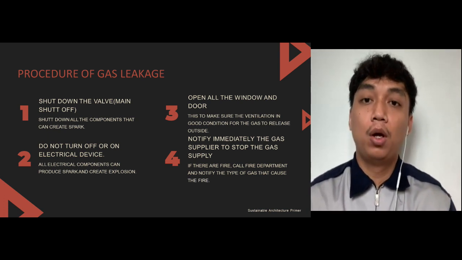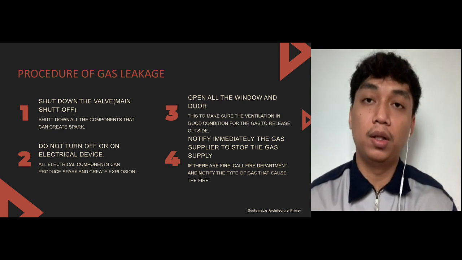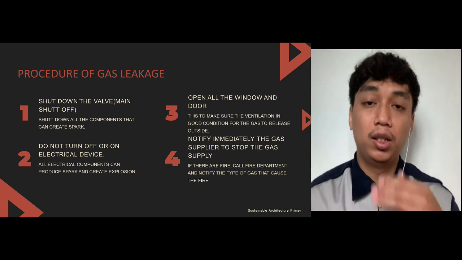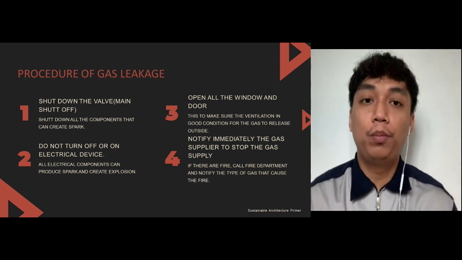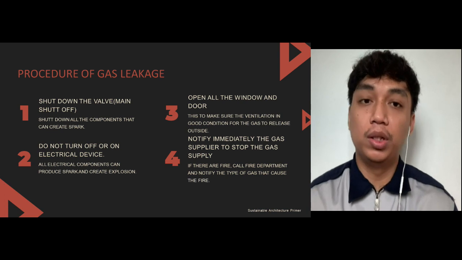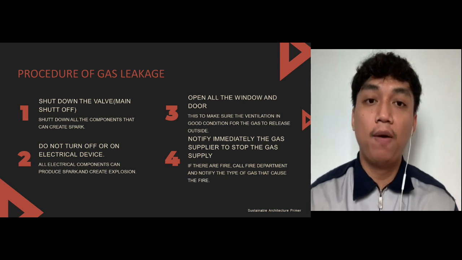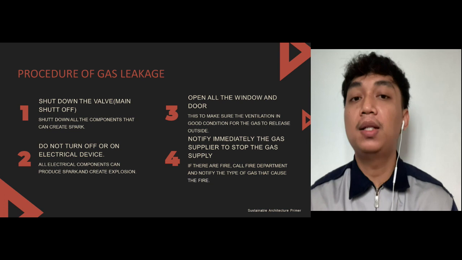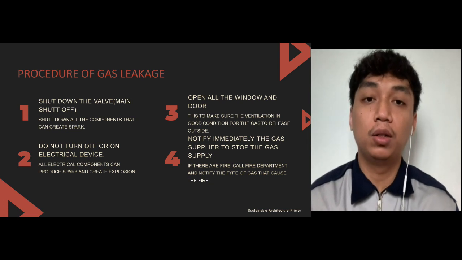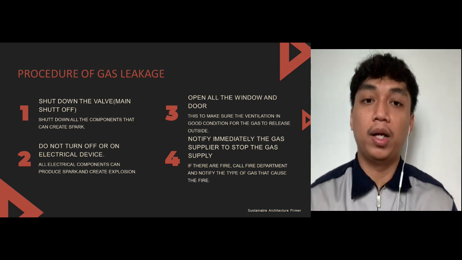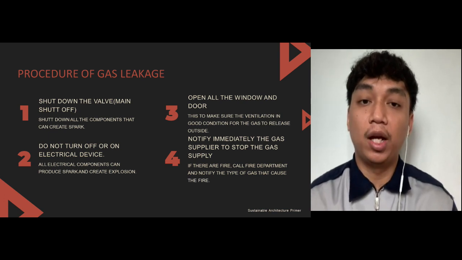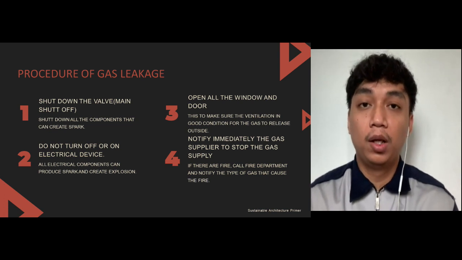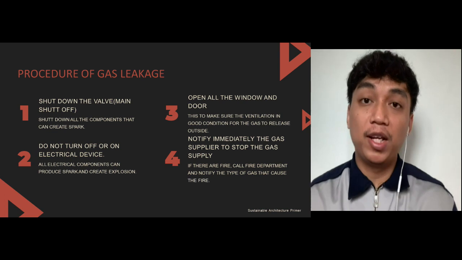Secondly, do not turn off or on any electrical device. All electrical components can produce spark and create an explosion. The third one is open all windows and doors. This is to make sure the ventilation is in good condition for the gas to release outside. And lastly, notify the gas supplier immediately to stop the gas supply. If there is fire, call the fire department and notify them of the type of gas that caused the fire, and also call the supplier to stop the gas from being supplied to the company.